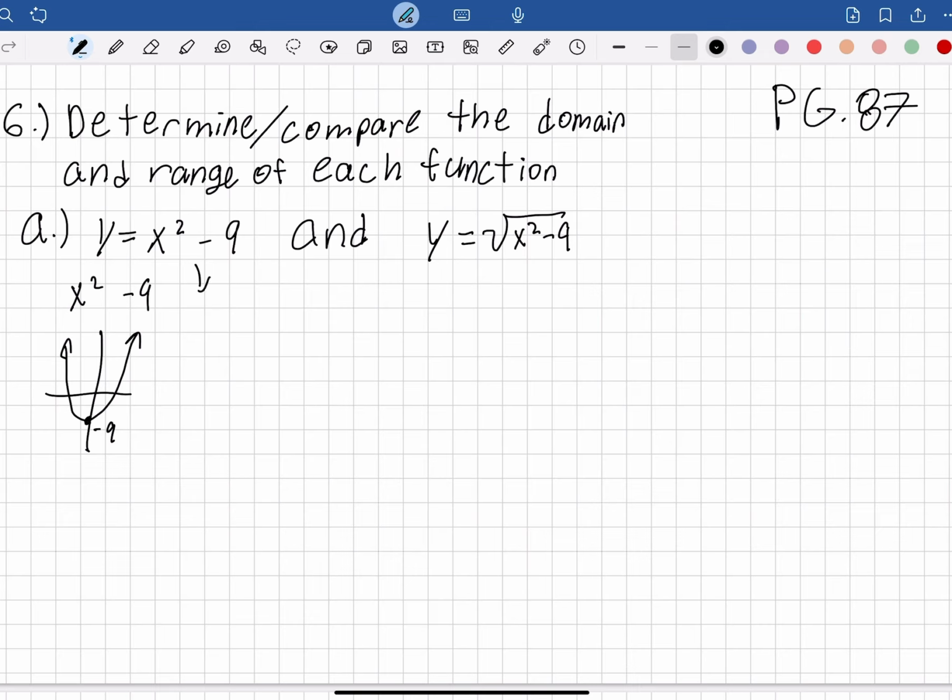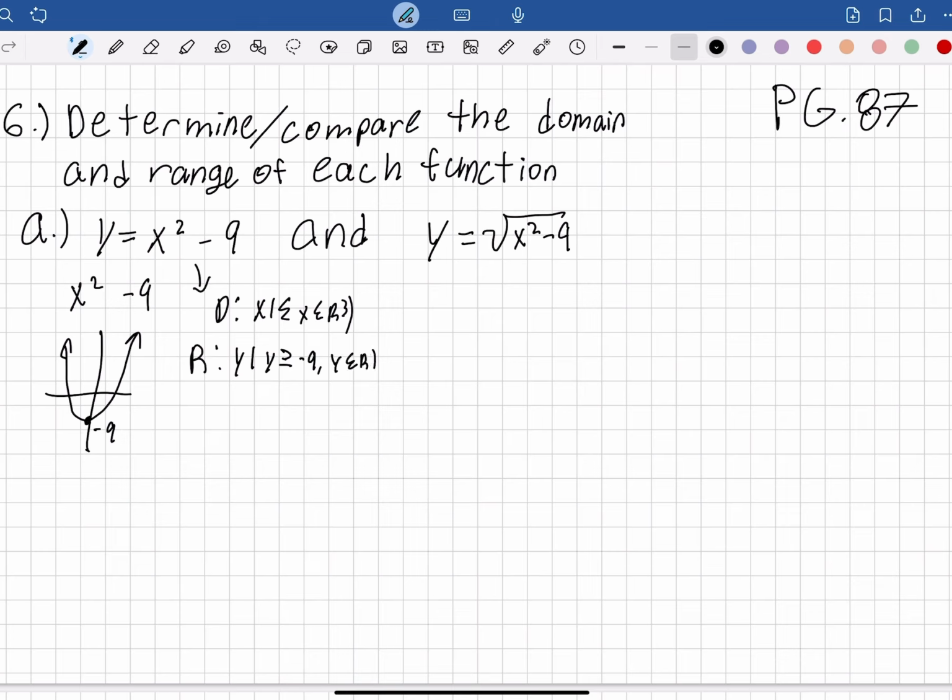So we know with this function, our domain is x, x ∈ ℝ. There are no restrictions on x, and therefore it is just x ∈ ℝ. However, for the range, because we know that the minimum is at negative 9, we know that the range is going to be y. y has to be greater than or equal to negative 9, y ∈ ℝ.